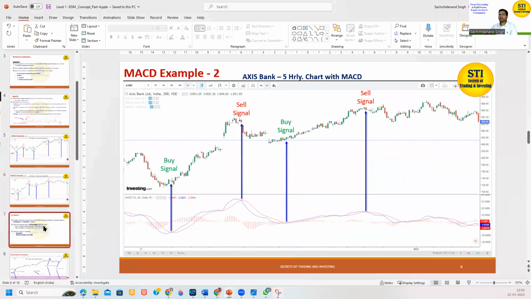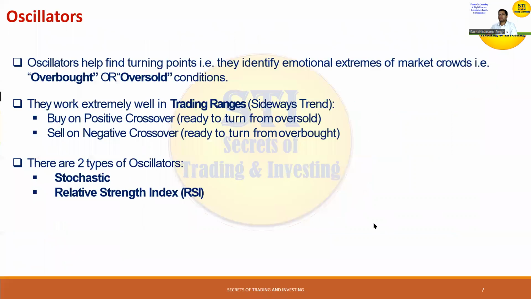Okay, the next indicator is called the oscillators. Oscillators are again additional technical indicators which help us identify turning points. What we mean by a turning point is when a price is moving in one direction, suppose upward and upward, and at some point it is going to either take a rest, come down, or sometimes change its direction altogether. Whatever the situation, these oscillators indicate when that particular stock is going to turn its direction.